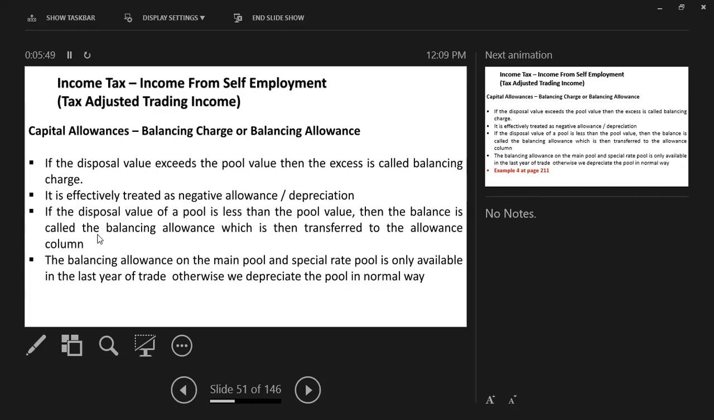Could you explain this last point? The balancing allowance on Write this main. first, write this, then I will explain. Okay.